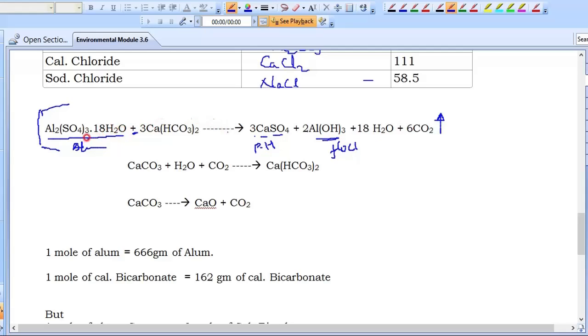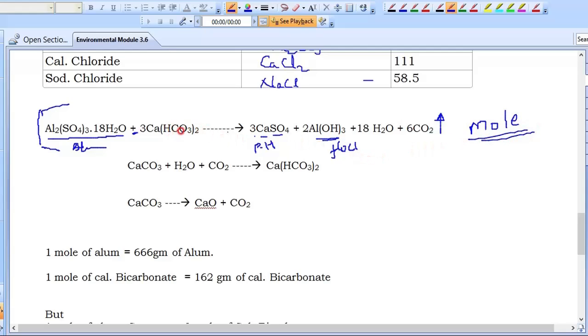1 mole of alum consumes 3 moles of calcium carbonate and produces 3 moles of calcium sulfate, 2 moles of aluminum hydroxide, 18 moles of H2O, and 6 moles of CO2. Here I have used the unit as moles only. In chemical reactions we should read in terms of moles only.